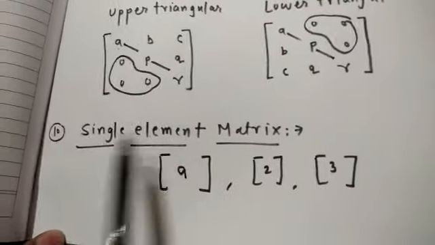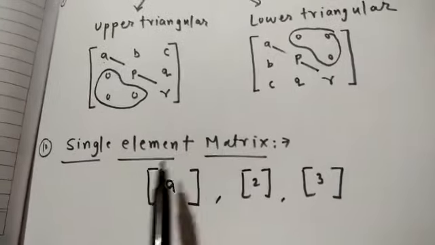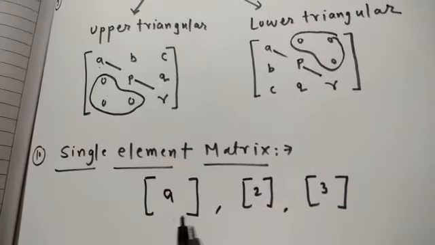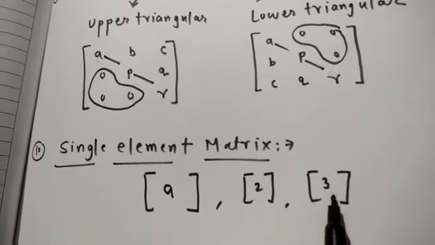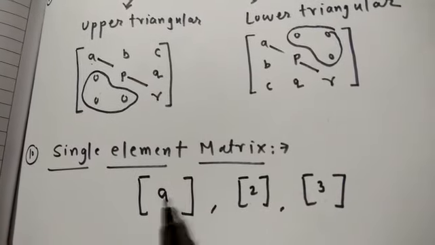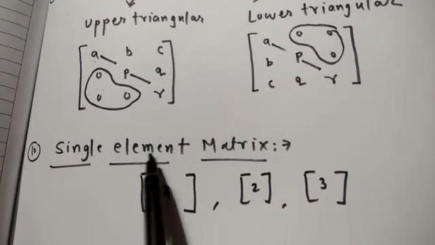And the last type is single element matrix. Single element matrix means the matrix which has only a single element. This is single element A, this is single element 2, this is single element 3. All these are the examples of single element matrix.